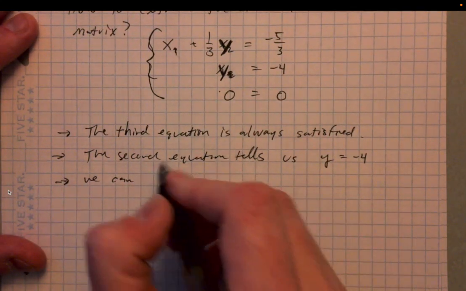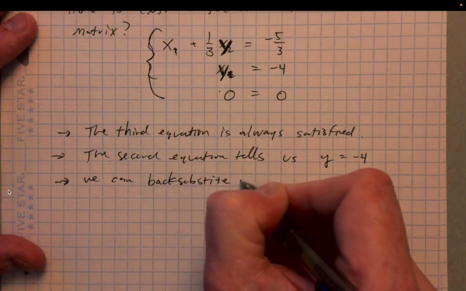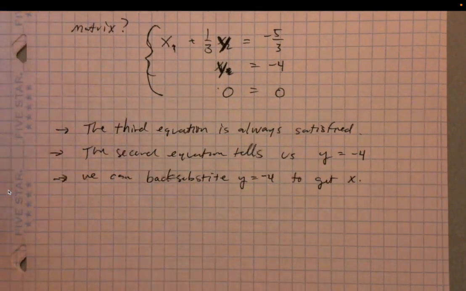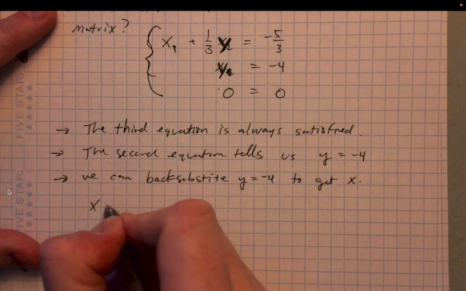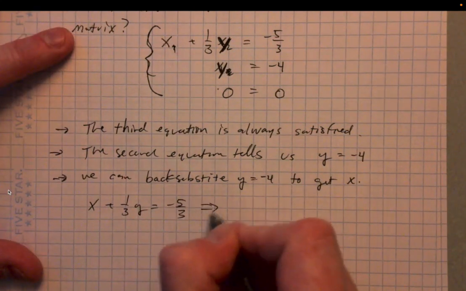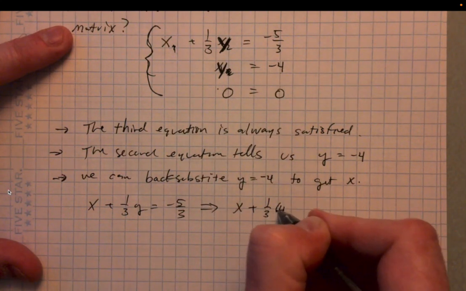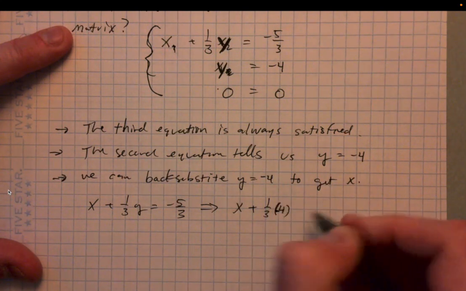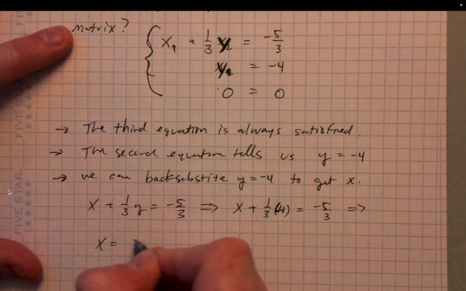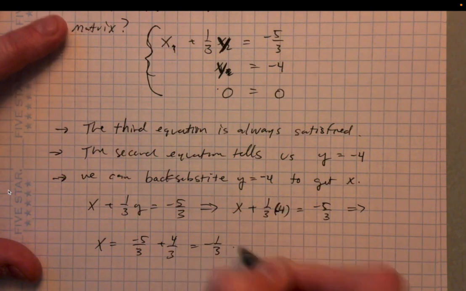We can back substitute y equals negative 4 to get x. Okay, and so let's do that. So you have x plus 1/3 y equals negative 5/3. Okay, and so I know what y is, so that means x plus 1/3 times negative 4 equals negative 5/3. And so that means x is equal to negative 5/3 plus 4/3, which is negative 1/3.